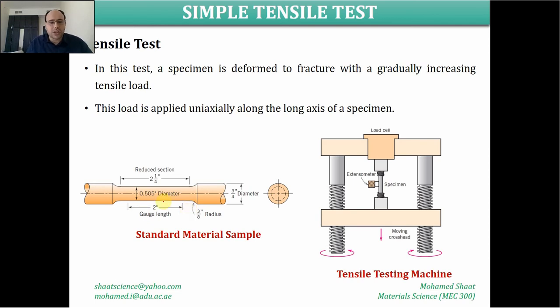For example, according to the standard, the diameter should be 0.005 inches, and the bigger diameter of this bone-shaped material sample should be 3/4 inches. The gauge length, which is the original length of the material sample, representing the exact length of the sample that we would like to test, is going to be 2 inches, and we have another reduced section length of 2/4 inches. In addition, we have this fillet that is used to relieve the stress concentration at this region. So basically, the exact material sample that we should be testing is this one.